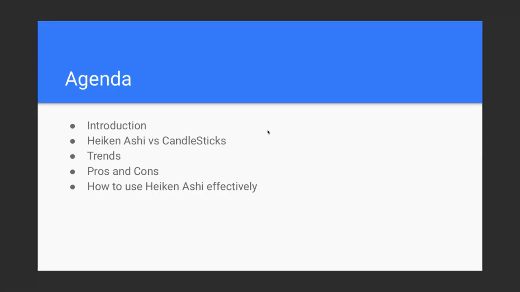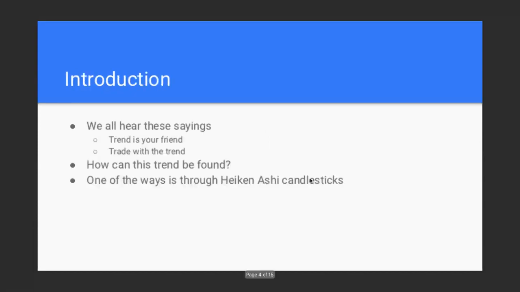After that, we'll talk about the pros and cons of it. As with any indicator, it cannot be used alone. But what is it that it brings to the table? What are the pros of using these candlesticks, and what are the cons of it? Definitely we want to talk about that. And finally, but not the least, we'll talk about how to use Heiken Ashi effectively so that you can make educated decisions and make consistent returns on your trades. Okay, let's move on to the next slide.